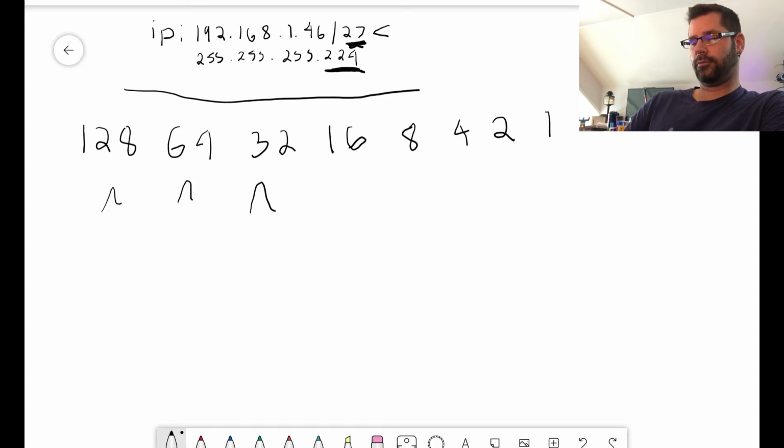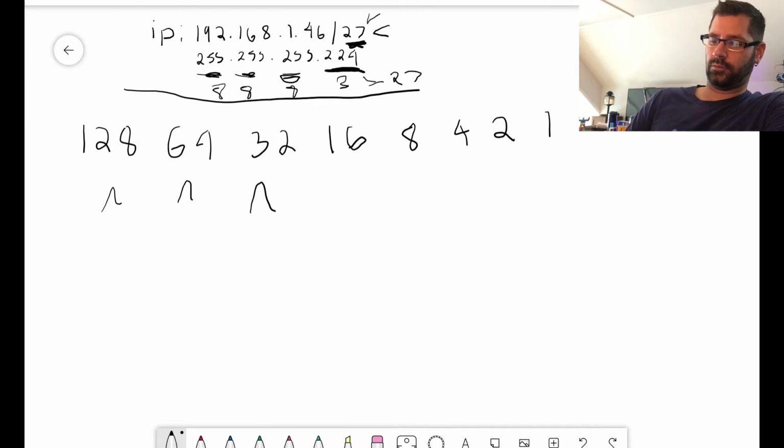So 3. We have 8 bits right here, 8 bits right here, 8 bits right here, and then 3 bits right there. So 8, 8, 8, 3 equals 27. So that's what this CIDR notation right here is showing, that it takes 27 bits.